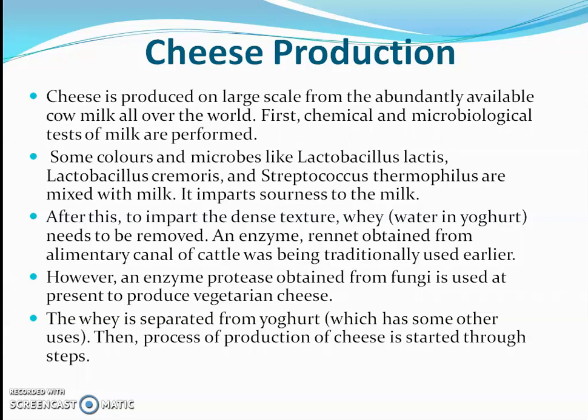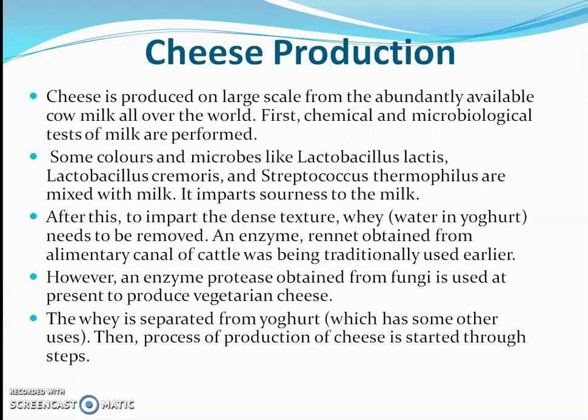Therefore, an enzyme known as rennet, obtained from the alimentary canal of cattle, was traditionally used earlier. However, nowadays, the enzyme protease obtained from a fungus is used to produce vegetarian cheese. The whey is separated from yogurt, which is nowadays used as the protein powder that we use. Whey is also used, not thrown.